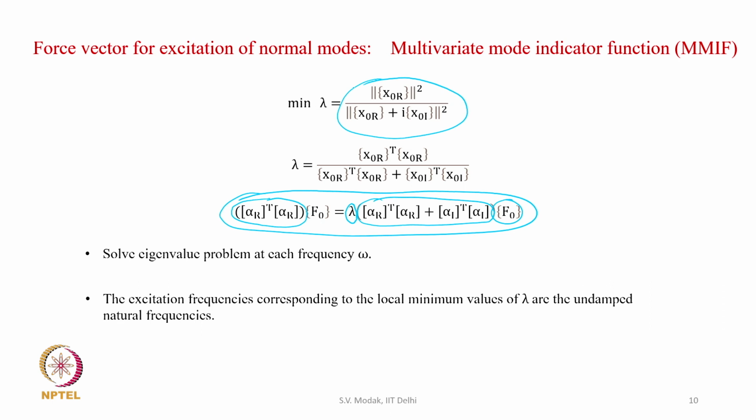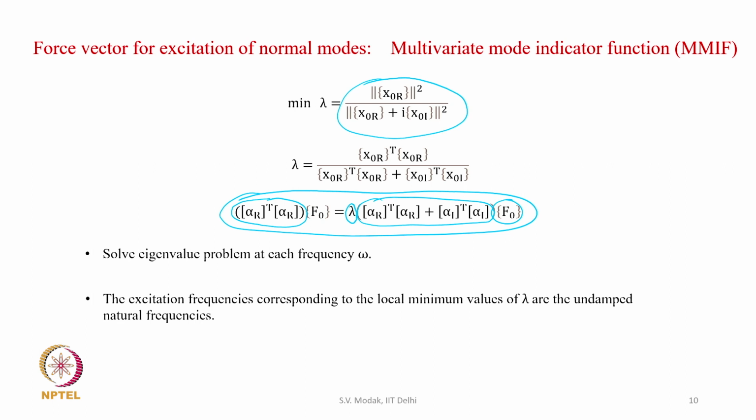So, the minimum value of lambda corresponds to the excitation of the normal mode. It corresponds to the undamped natural frequency, because ideally if lambda is 0, then the phase lag would be 0, and that would ensure the satisfaction of the phase resonance condition, and then the normal mode would be excited.